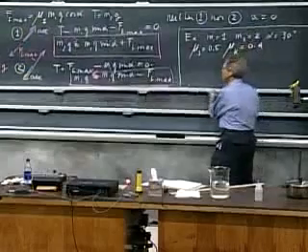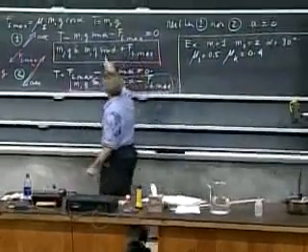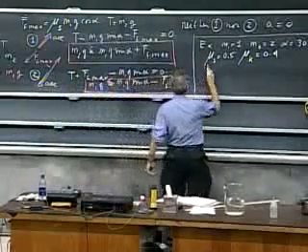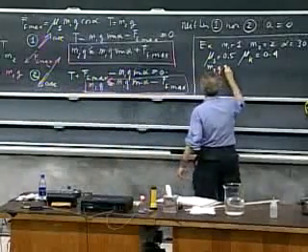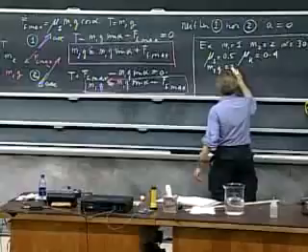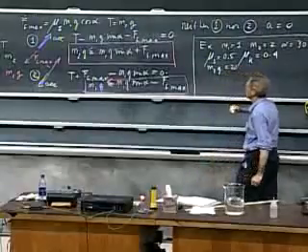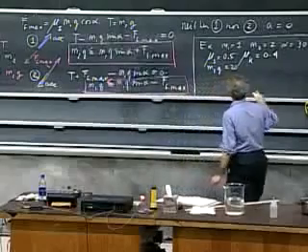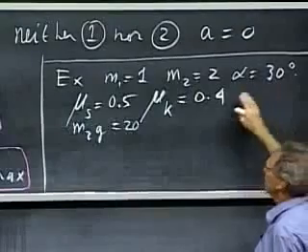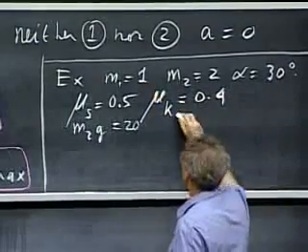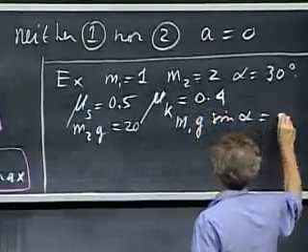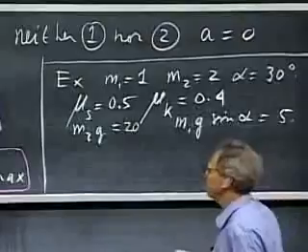What it comes down to is that we have to evaluate these three terms. Let's first take m2g. m2g equals 20. We'll just take for g 10, that is just easier. m1g sine alpha, the sine of alpha is a half, so that is 5. m1g sine alpha equals 5.